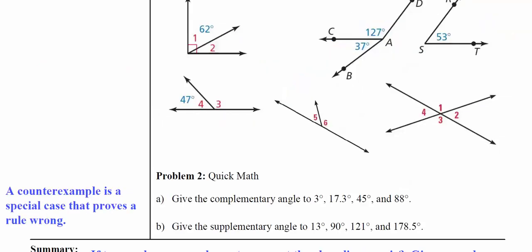For our next one, we have a linear pair because it forms a line. So angle 4 and angle 3, they form a linear pair.